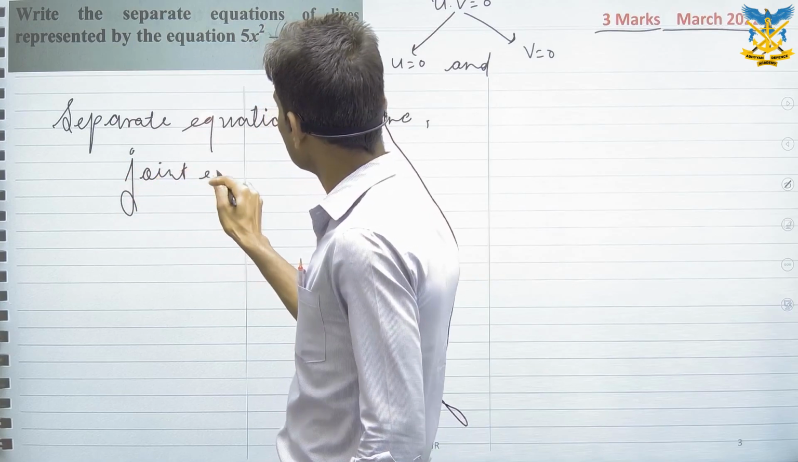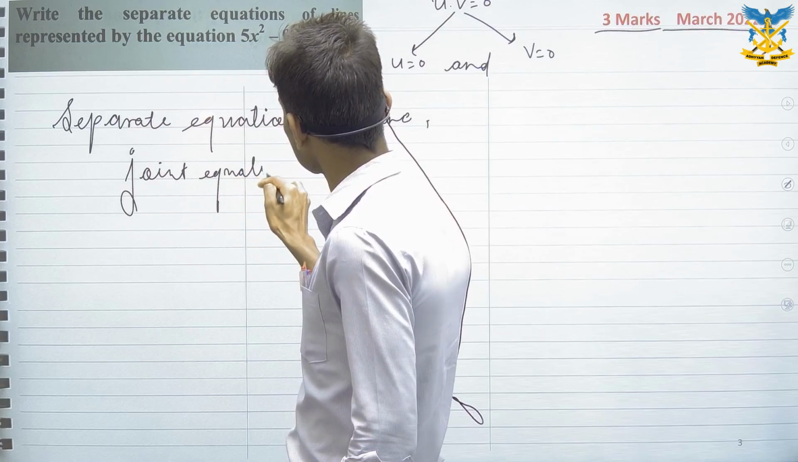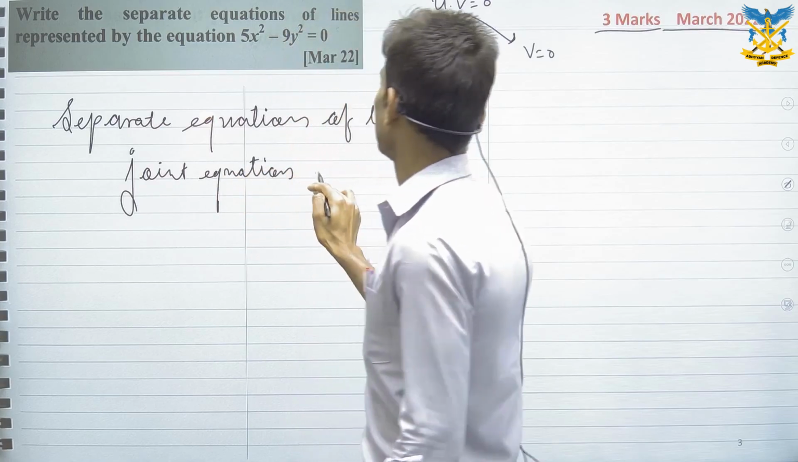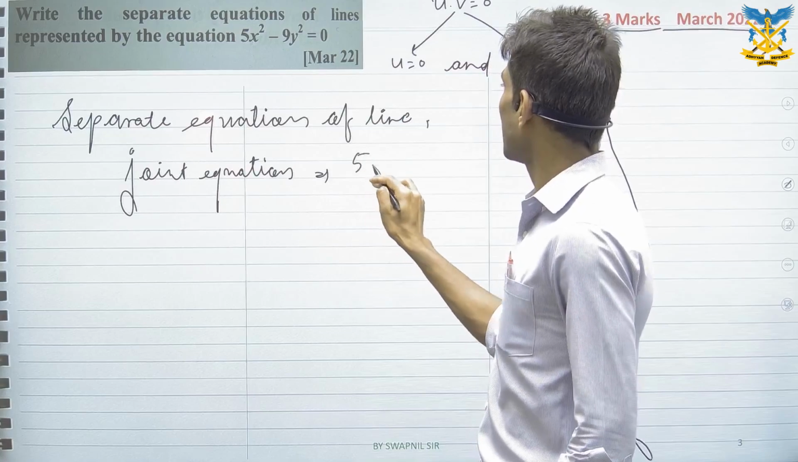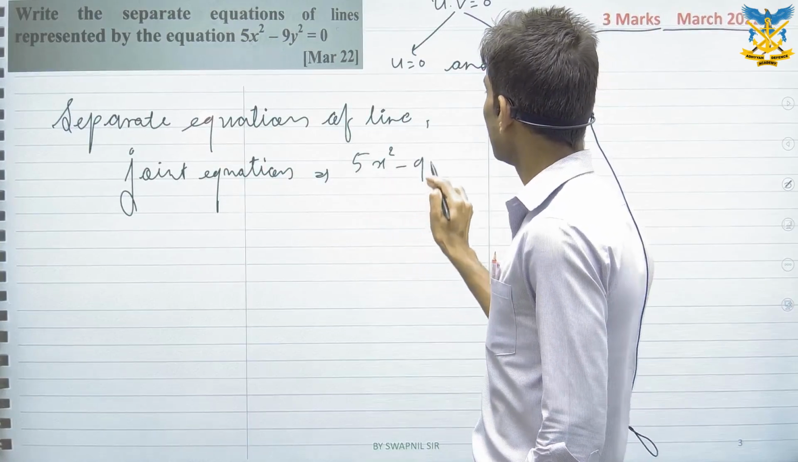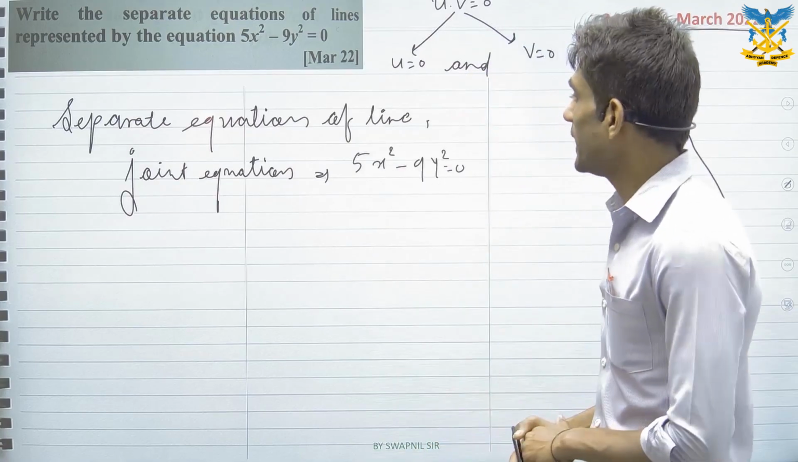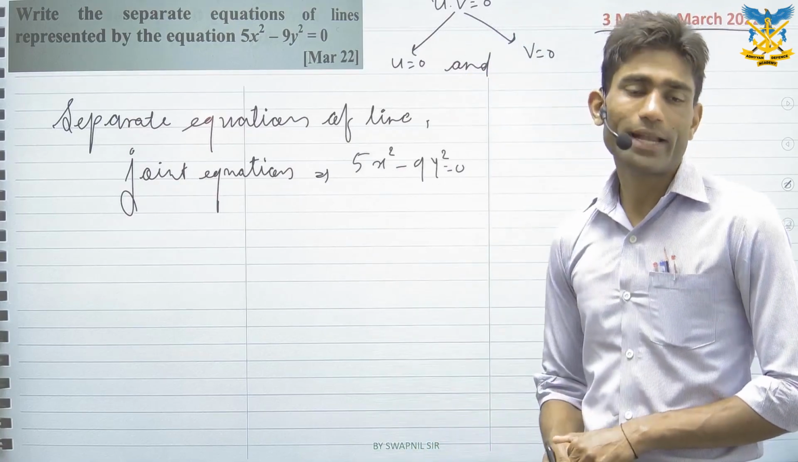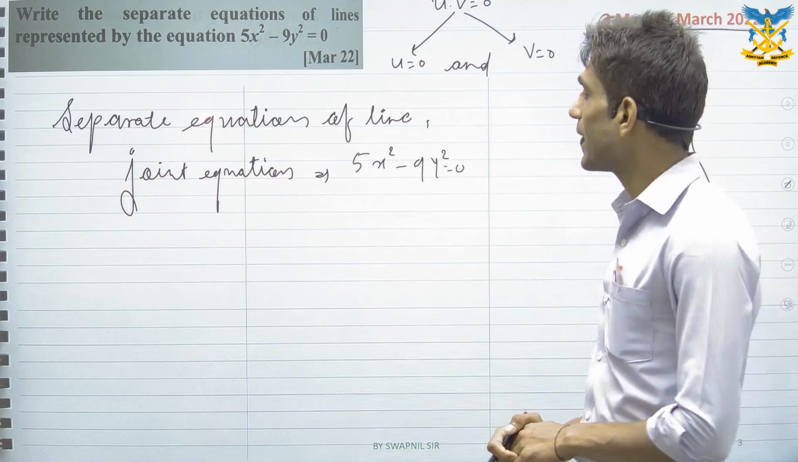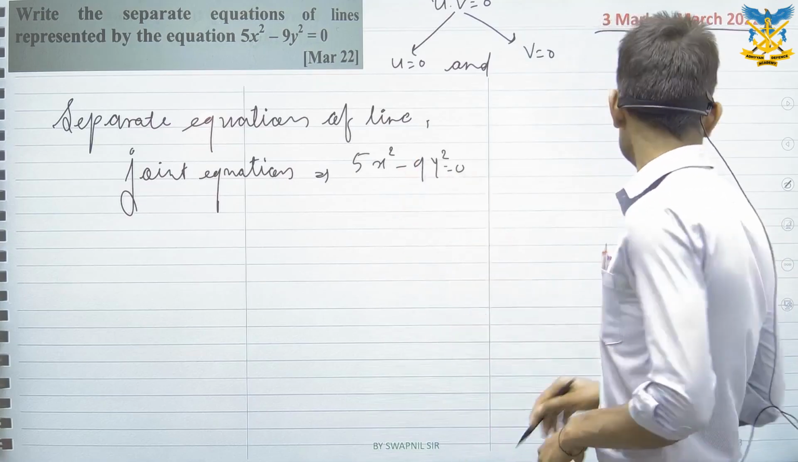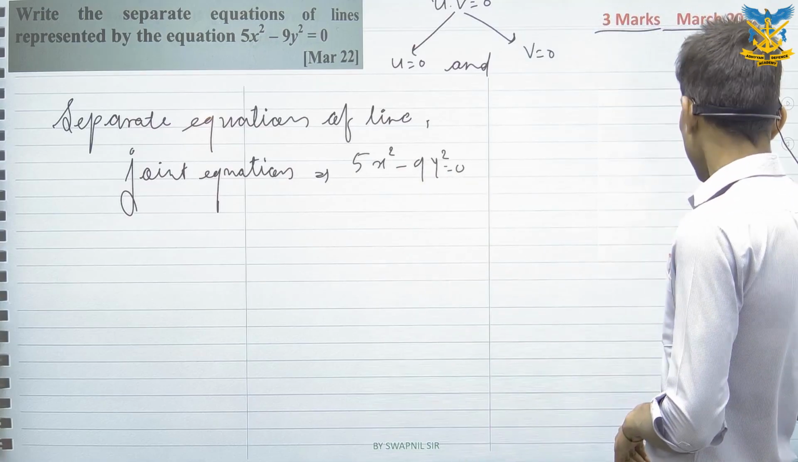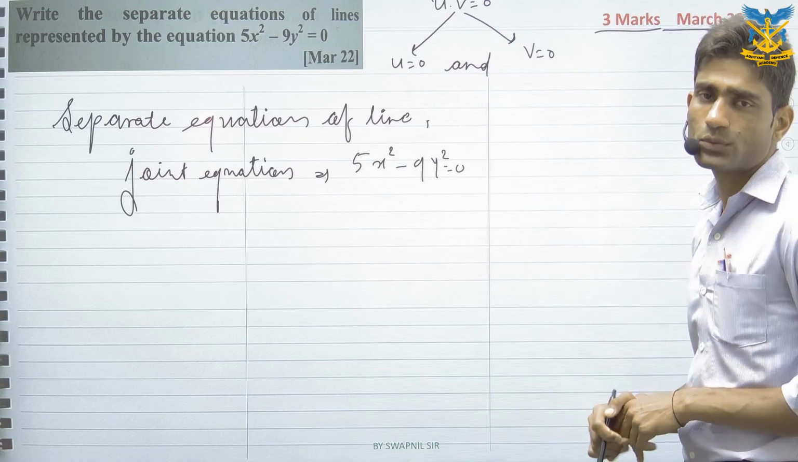Joint equation given here: 5x² − 9y² = 0. This is our joint equation of a line, and we need to find the separate equations of the lines. We can see that our equation is in the form of a square minus b square.